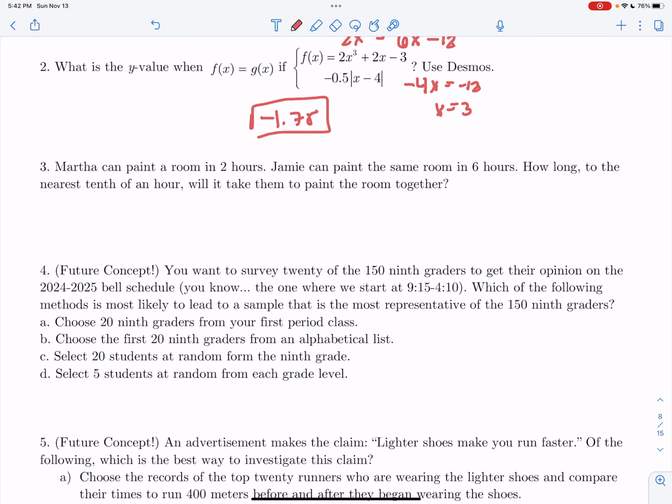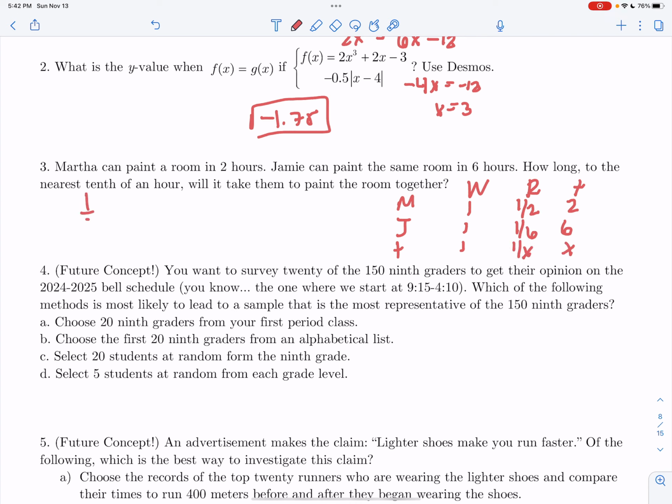Martha can paint a room in 2 hours. Jamie can do the same room in 6 hours. How long, to the nearest tenth, will it take them to paint the room together? So this is work is equal to rate times time. We have Martha, Jamie, and the together rate. They're only doing one thing, which is just painting a room. Martha's time is 2 hours, so her rate is 1/2. Jamie is 6 hours, which is 1/6. Together, we don't know. That's what we're trying to figure out.